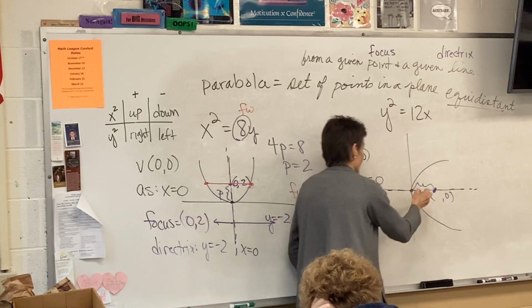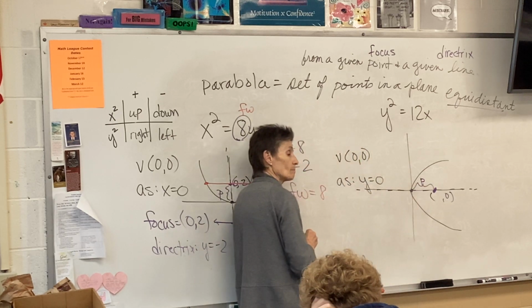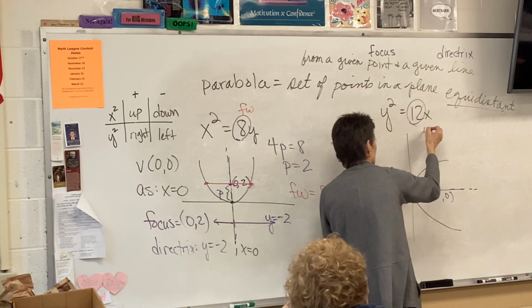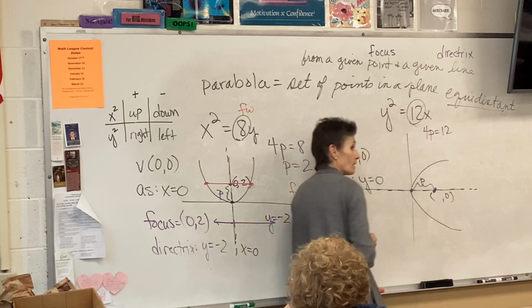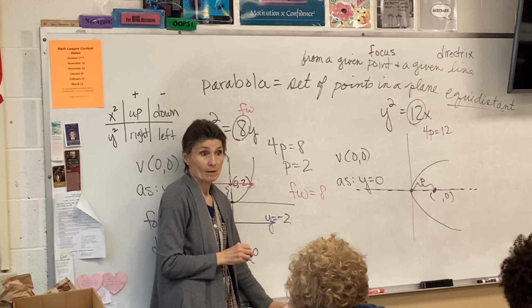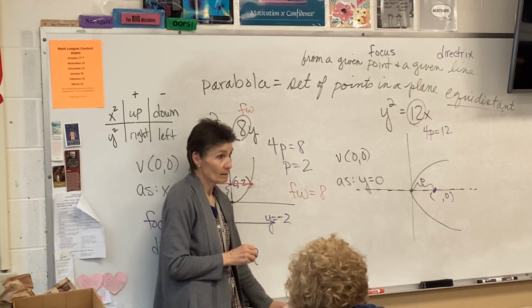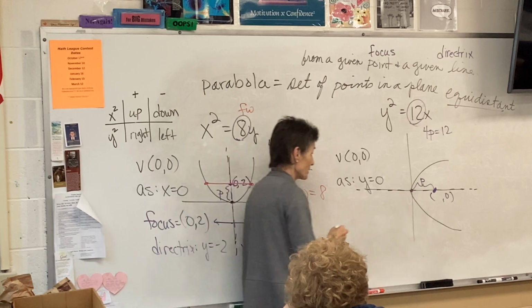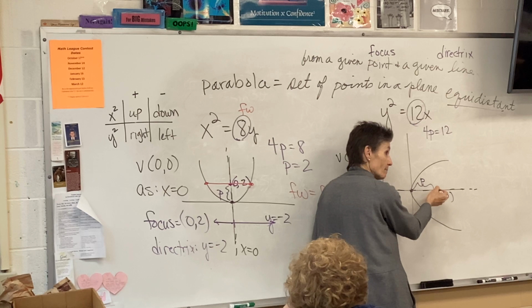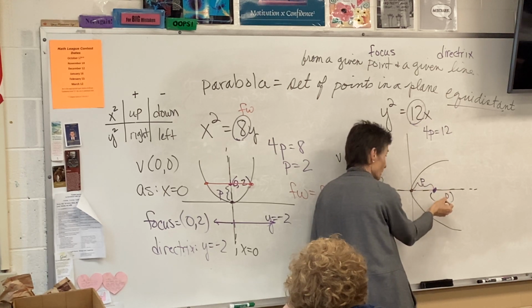Now remember, that's p. What do I know? Every time I do a parabola equation, 4p is that number. So if 4p is 12, then p has to be 3. And I'm going to start at my vertex and go forward 3. So where am I going to be? That's the origin. I'm going ahead 3, 3, 0.